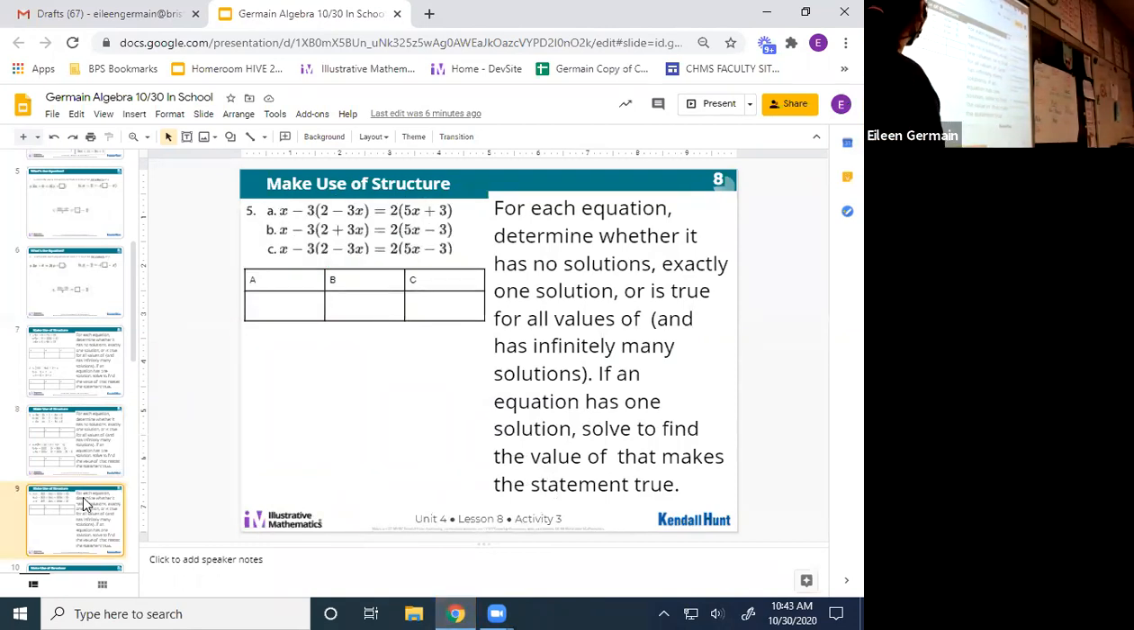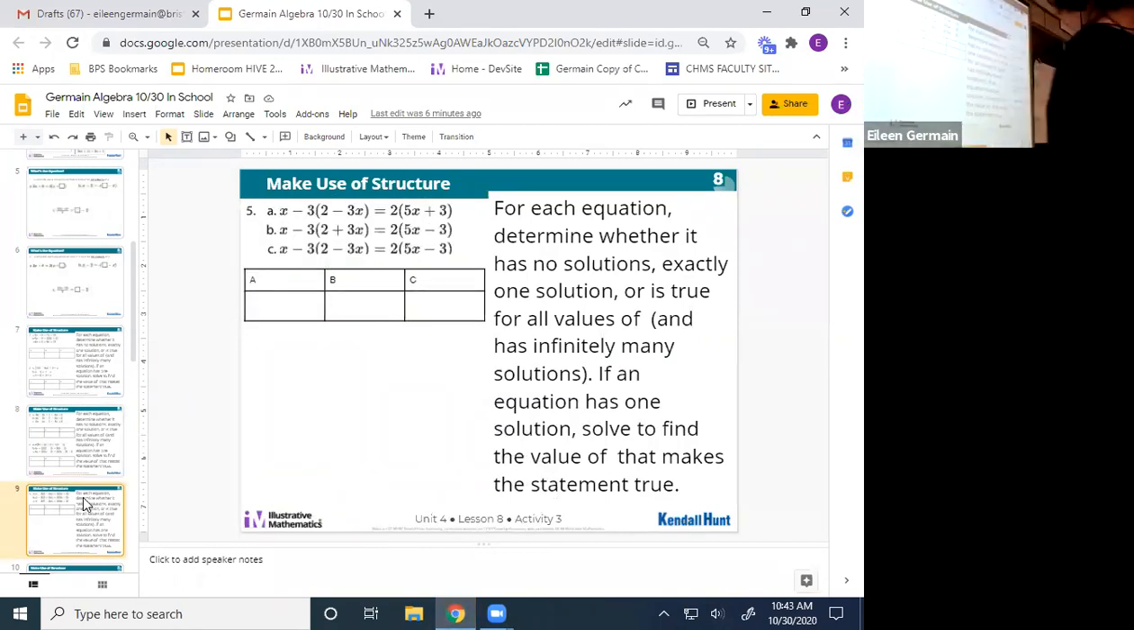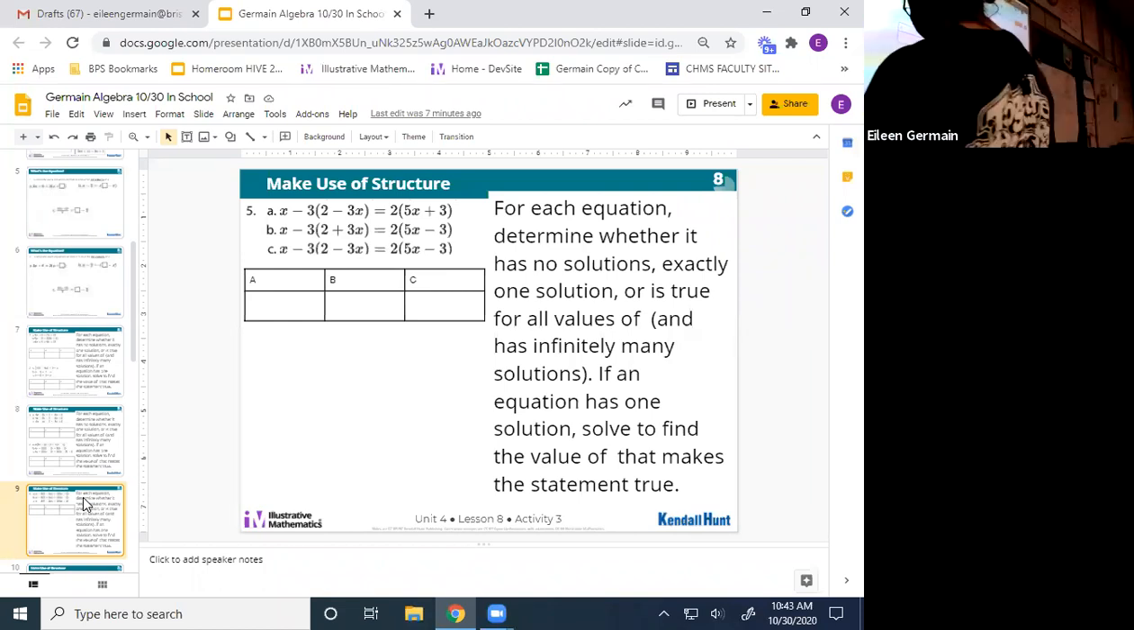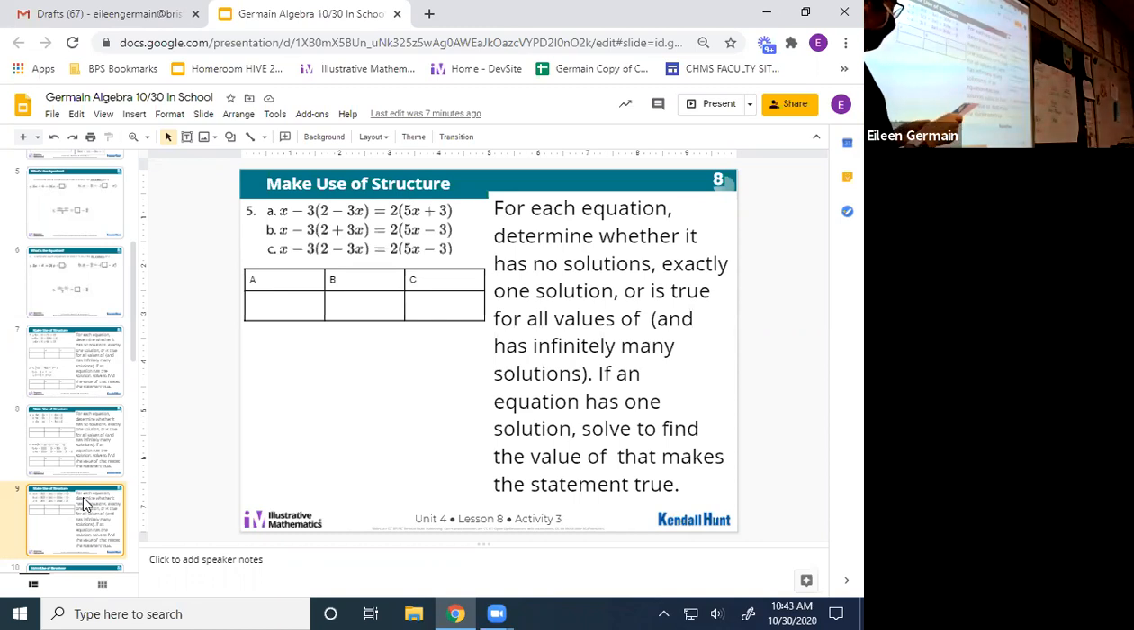Last section here. We have to make use of structure again for number 5. Who helped me with 5A? Cam helped me with 5A, but I never got her answer. So who can help me with 5A? Let's take a look. What do we have to do here for 5A?